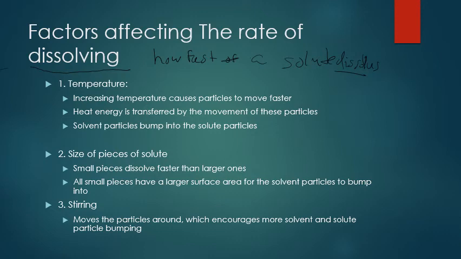So one thing you can change is the temperature. As the temperature increases, things tend to dissolve quicker. So for example, if you're making macaroni and cheese and you want to dissolve that mixture in milk, you tend to do it when things are hot. It just helps to dissolve things faster. Okay, so increasing temperature causes particles to move faster. Heat energy is transferred by the movement of these particles.